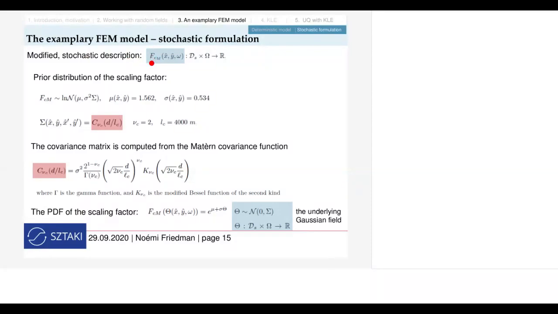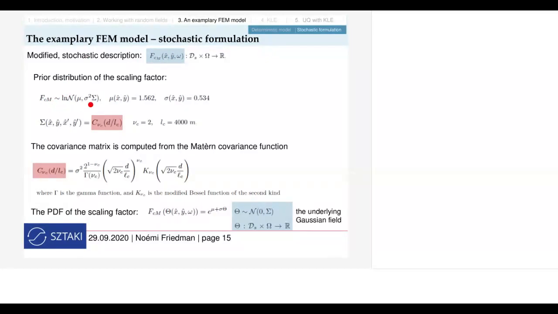Now this is a capital letter, the scaling factor, because now it is a random field, okay? It depends on the x, y spatial variables, and it depends on the actual realization, okay? So now I suppose some prior distribution. So I don't know exactly what this is, but I try to reflect my uncertainty with the probability distribution function.